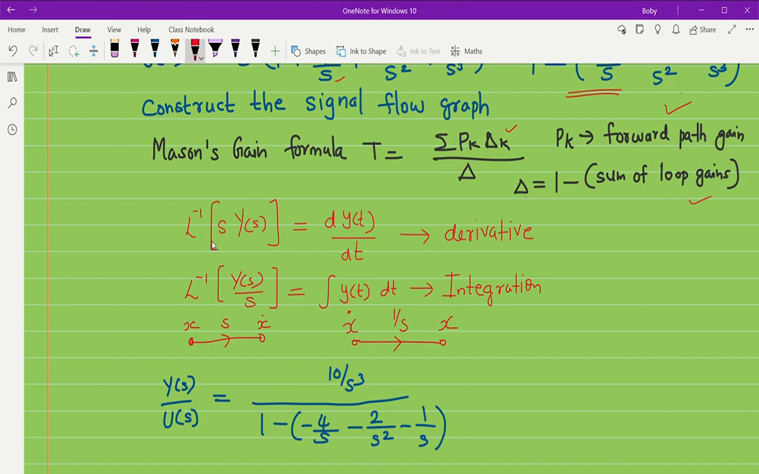And also we have seen the inverse Laplace transform. s times y of s is equal to d by dt of y of t, that is a derivative.